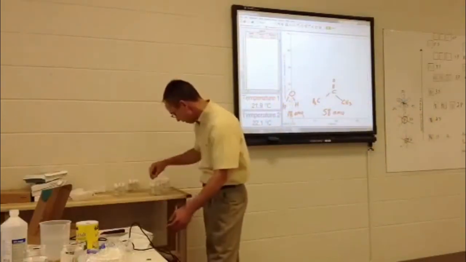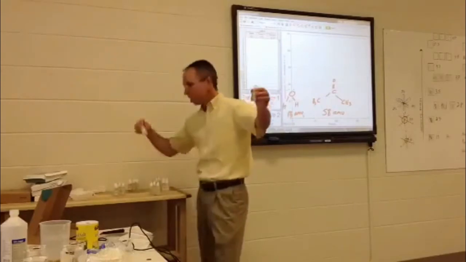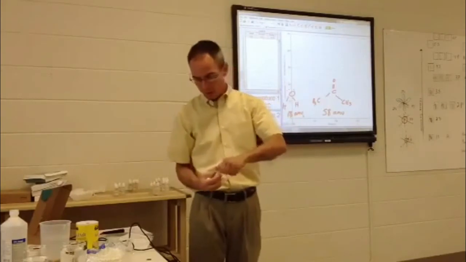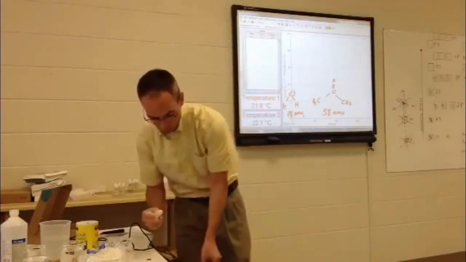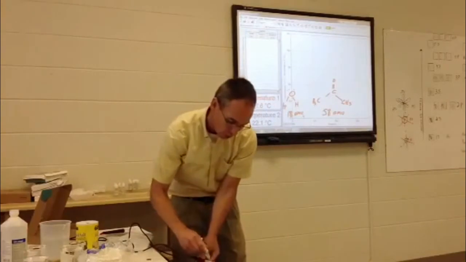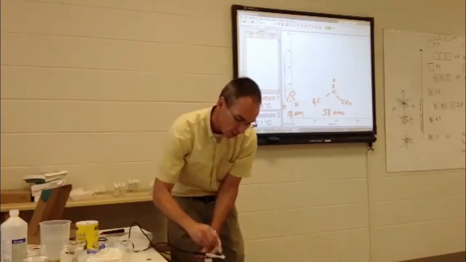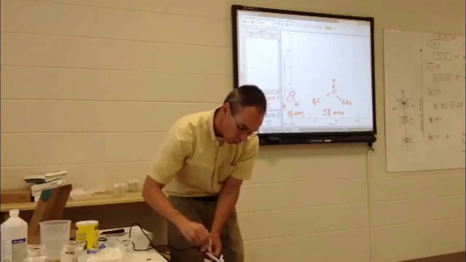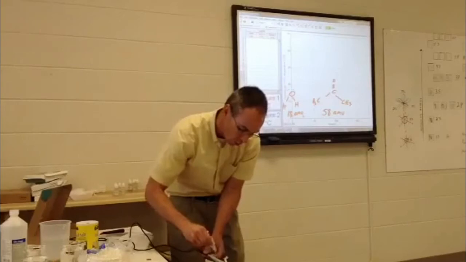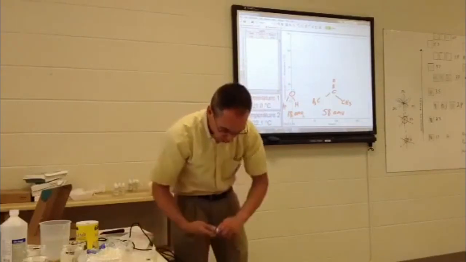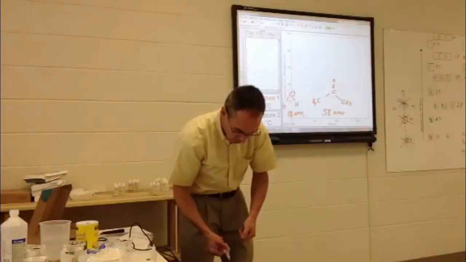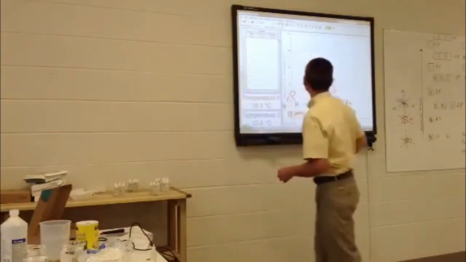So I've got some acetone in a little squirt bottle, and some water in a little squirt bottle. What I'm going to do is wet the filter paper on one of the probes with acetone so that it's saturated with it, and the other one with water, so that it's saturated with the water. Okay, and then I'm going to hit collect.